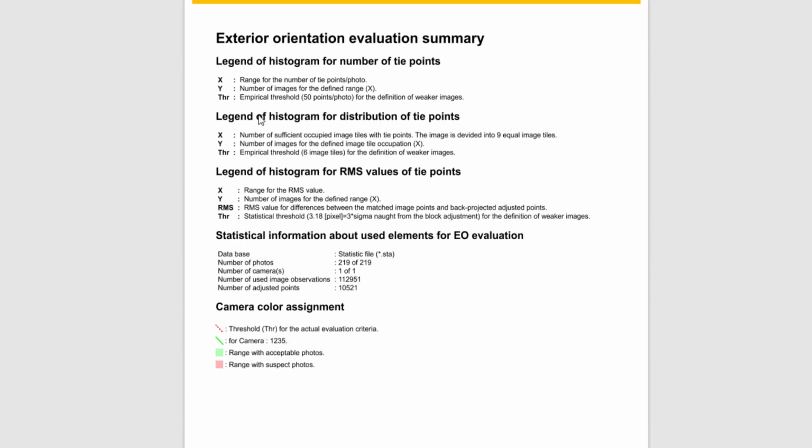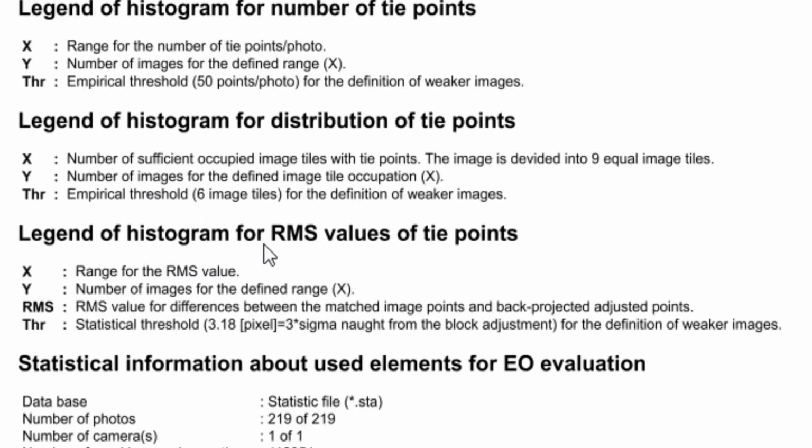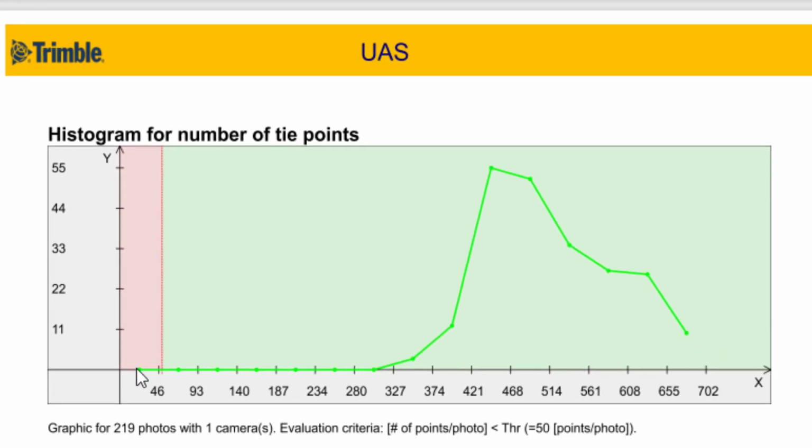about some legends of the histograms that are coming now. If you want, you can take a more detailed look, just so that you are aware. The threshold for the first histogram is at 50 points for one photo. That means if in our first histogram, which is this one here, there were an image below this red line, then this one image would have less than 50 tie points or measurements in it. And this is also what we talked about, the connectivity.